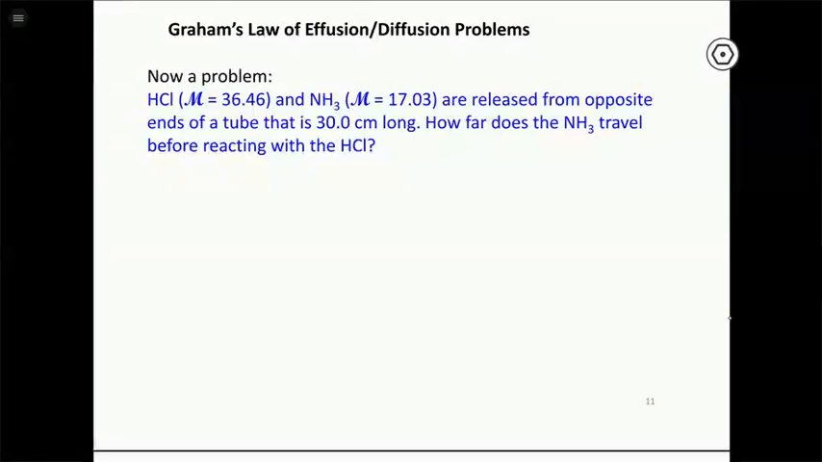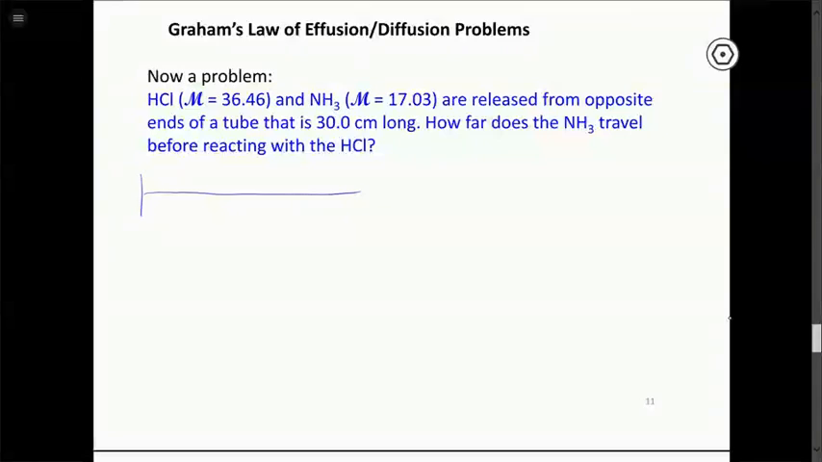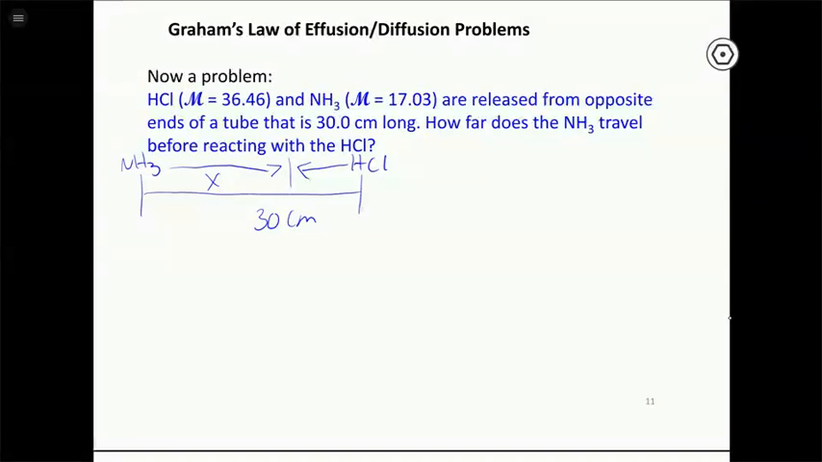All right, so again, the diagram is this. We have a tube with a total distance of 30 centimeters across. Ammonia starts at one side, HCl starts at the other side, and they meet somewhere. That's what we're trying to figure out. Where do they meet? We're trying to find the distance that the ammonia travels before it meets the HCl and they react. And like I said, it's not necessarily going to be the halfway point.